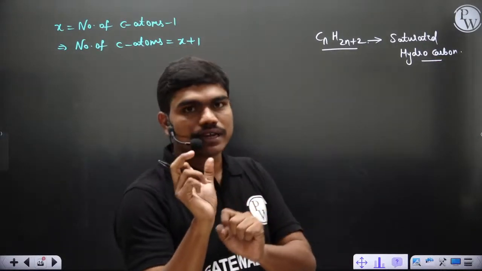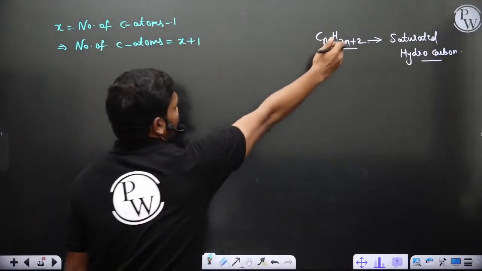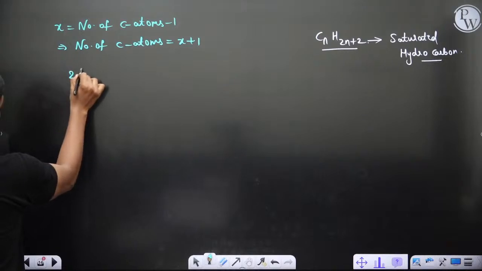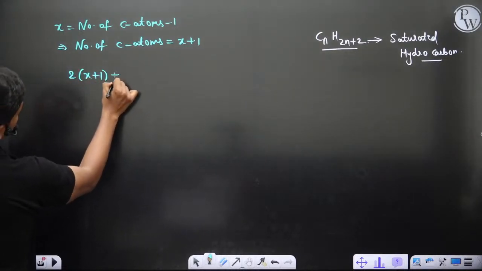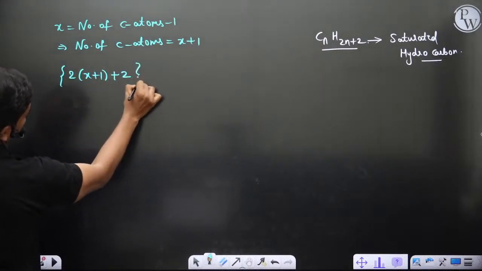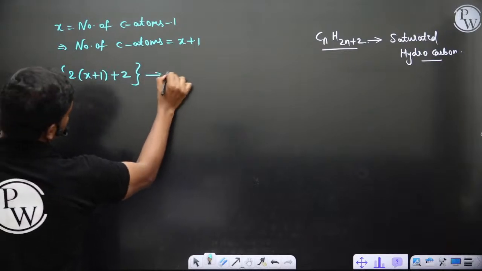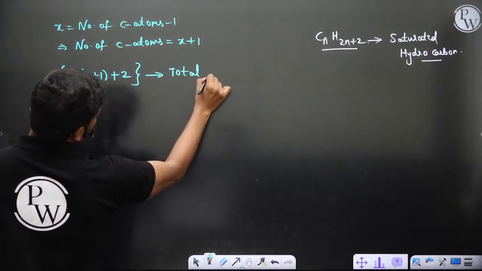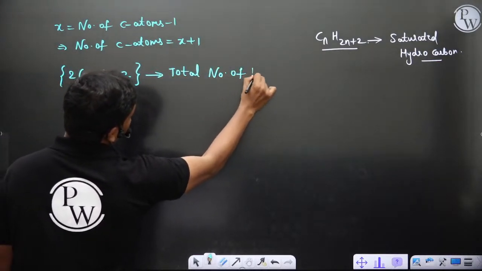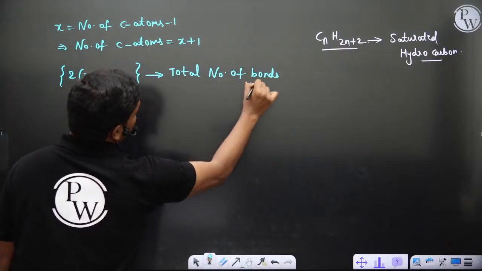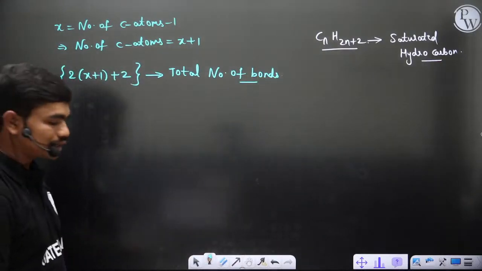If you have X plus 1 carbon atoms, how many bonds can be formed? 2x plus 2. So 2 times of X plus 1 plus 2. These many bonds can be formed. Okay, so total number of bonds formed is basically 2 times of x plus 1 plus 2.